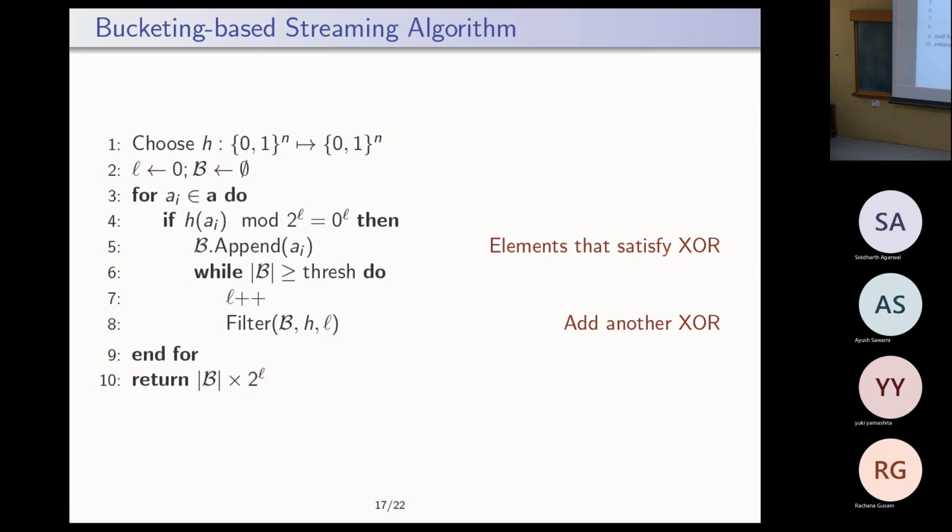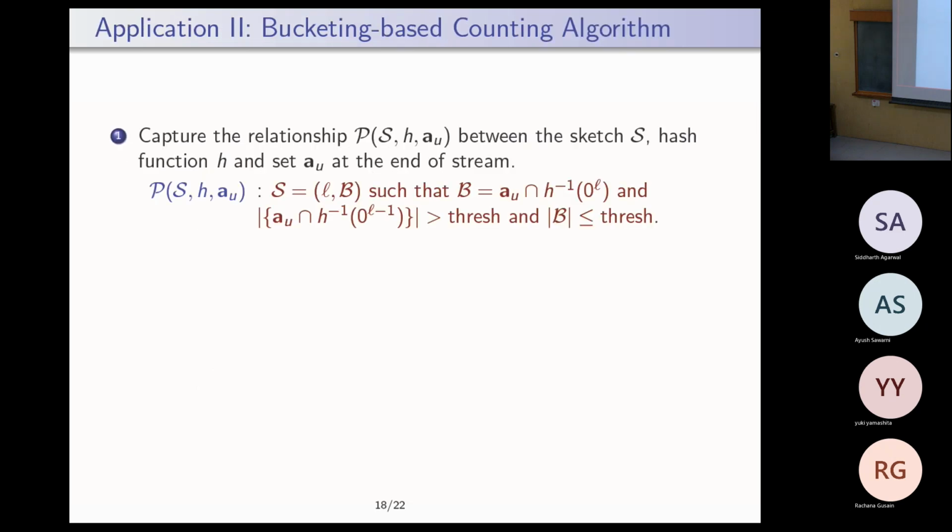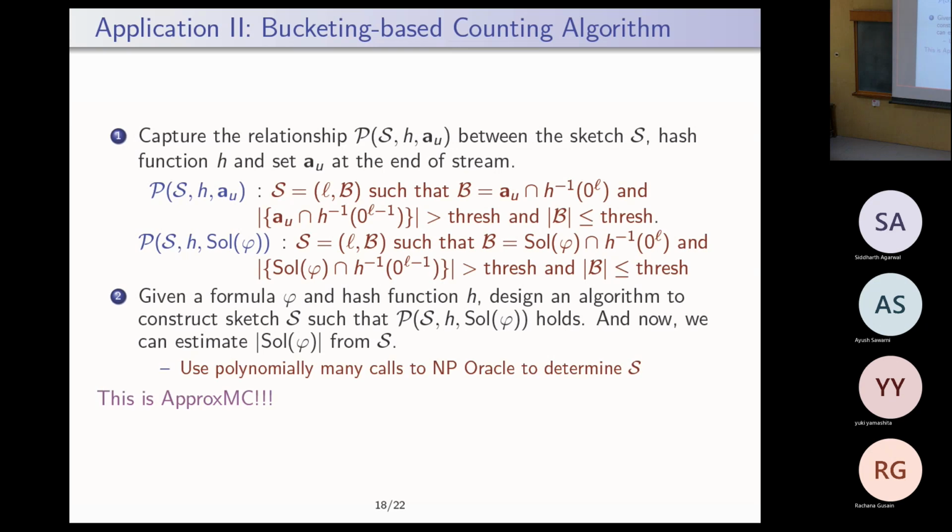But here, what I'm just describing is this recipe for converting the streaming algorithm to a model counting algorithm. The same guarantees then go through for the model counting algorithm. And this actually corresponds to a previously discovered algorithm for model counting called approxMC. But this connection between the streaming algorithm and the model counting algorithm was not noticed earlier.